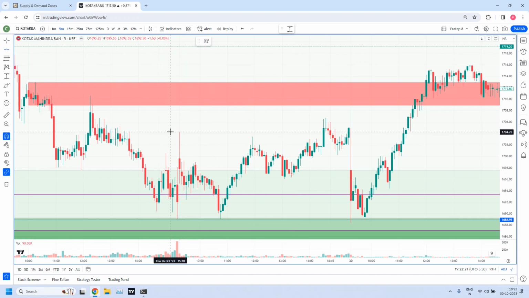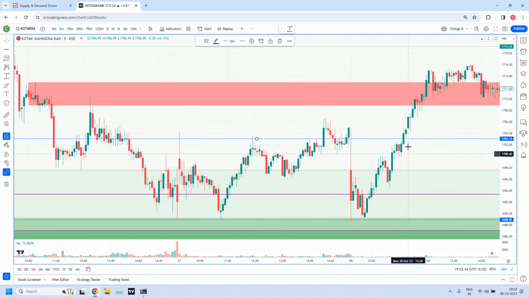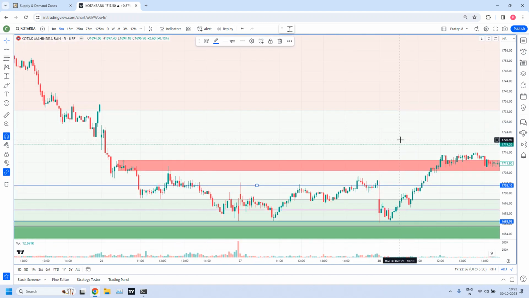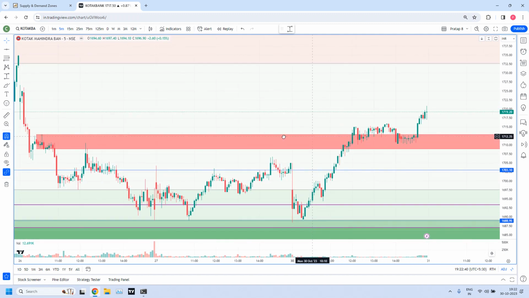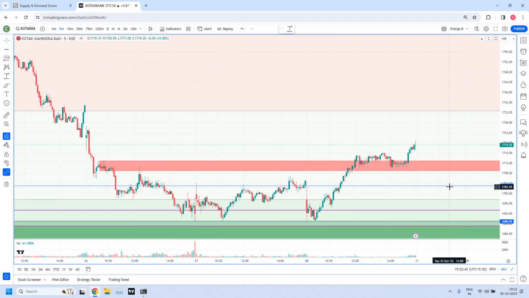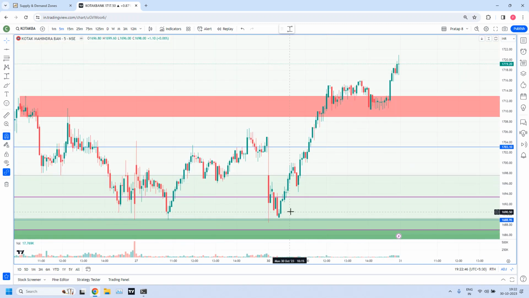Let me draw. Each time there is a push from this area, prices have a significant move. This is the first time, this is the second time, and this is the third time beyond this. And such kind of move. But how many of us really dare to take such a trade?